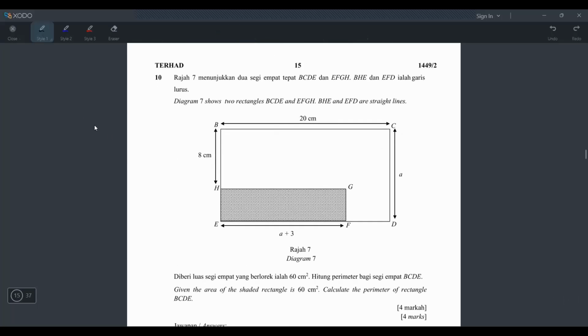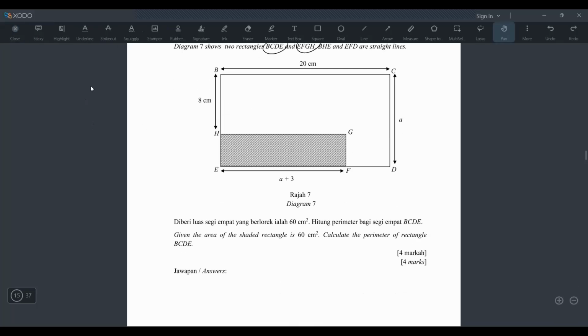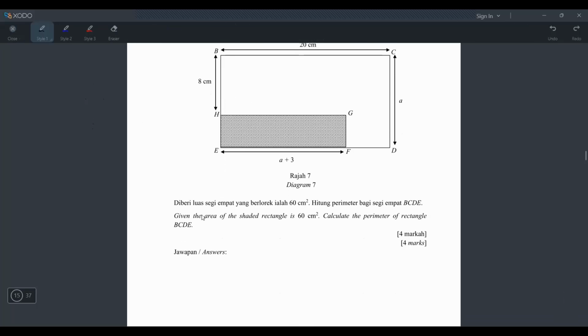Okay, number 10. Diagram 7 shows two rectangles BCDE and EFGH. So there are two rectangles, and BHE and EFD are straight lines. Okay, so far nothing important here. So let's read below. Given the area of the shaded rectangle is 60 cm squared, so this is the shaded part. Calculate the perimeter of rectangle BCDE.